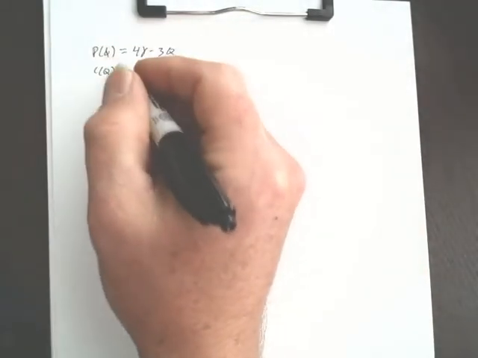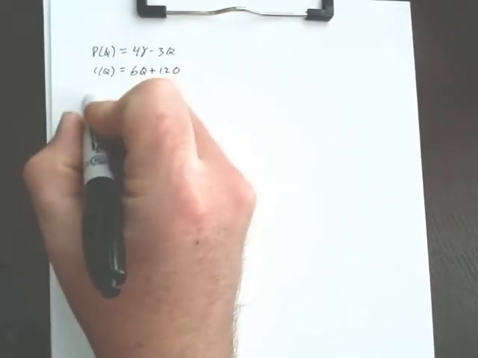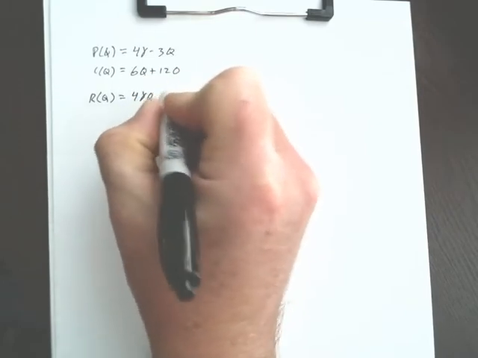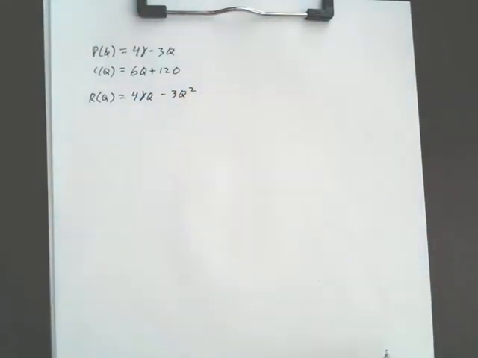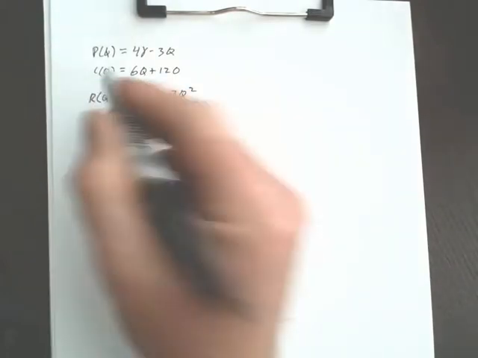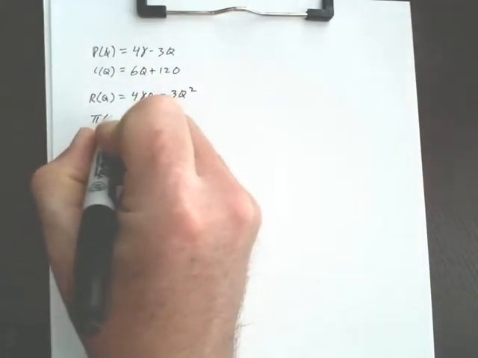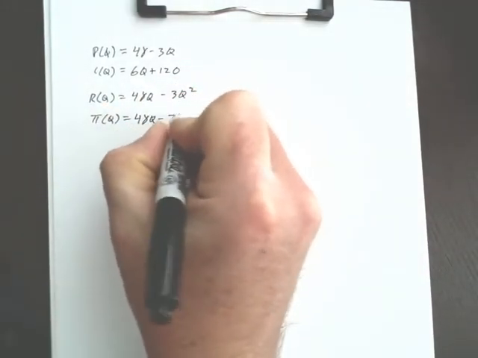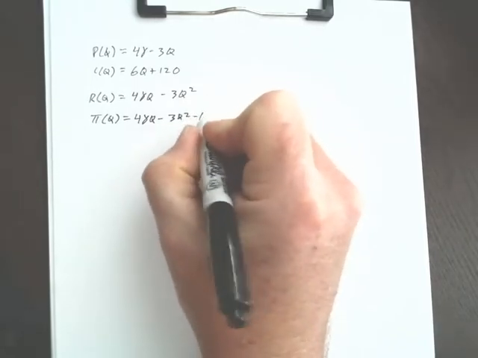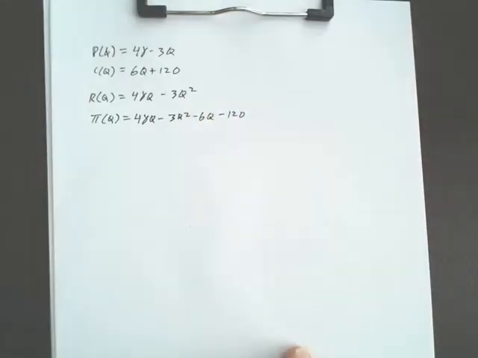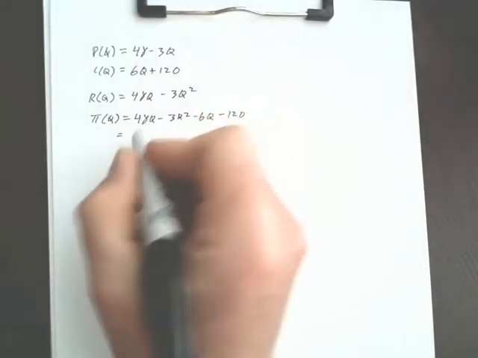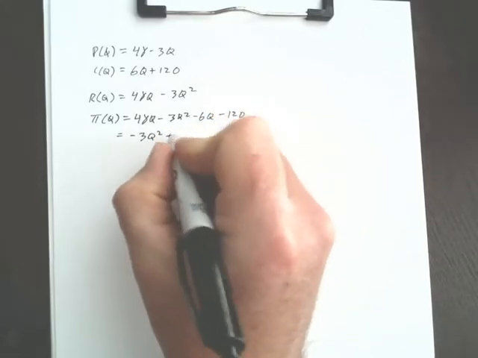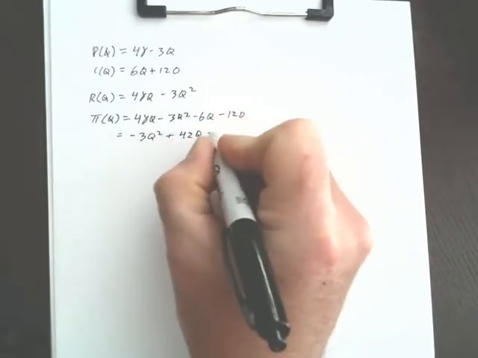So we're going to create a revenue function, R of Q equals 48Q minus 3Q squared. Of course my costs are this, so my profit function pi of Q equals 48Q minus 3Q squared minus 6Q minus 120. Combining and simplifying, we get negative 3Q squared plus 42Q minus 120.